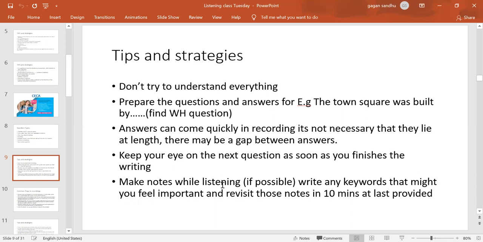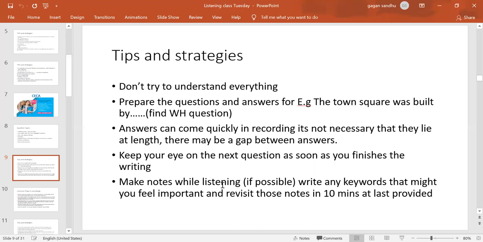That means if this question requires me to write a place name, I'm after a where, WH, right? So place. My brain will be focusing more on the names of the places I'm hearing in this piece of conversation. Just like that, if I'm looking for what activity, so WH is what here, then I am already focusing on activities in the talk. So always prepare your question before.